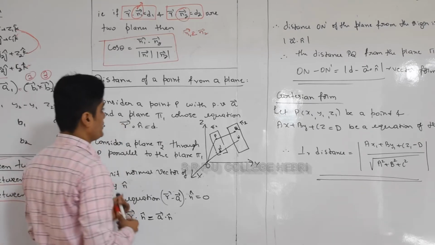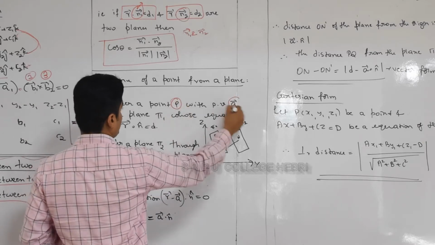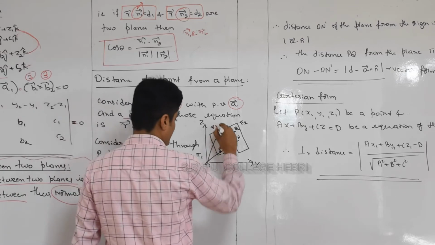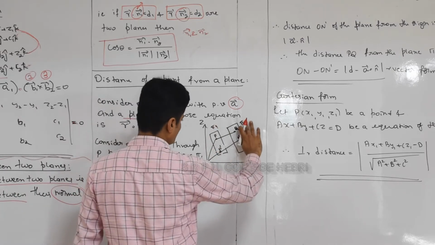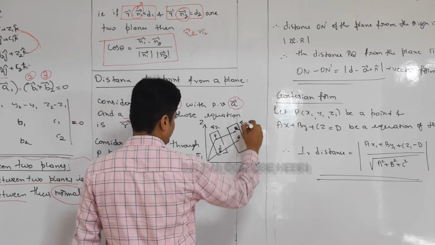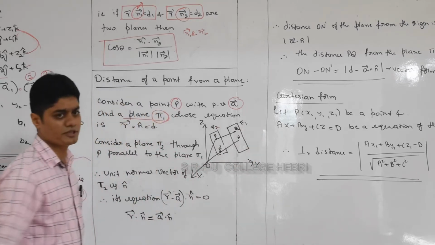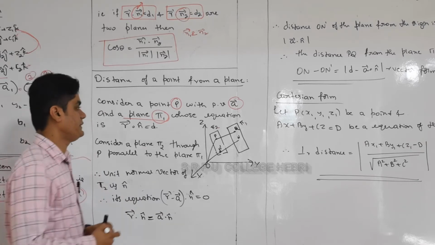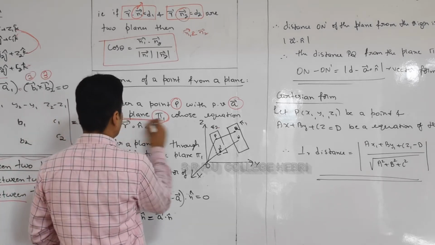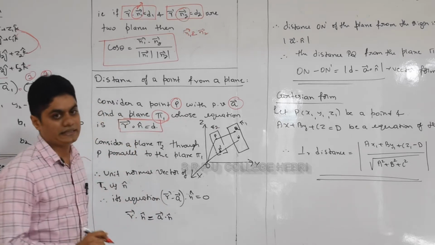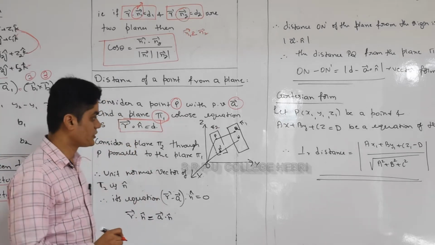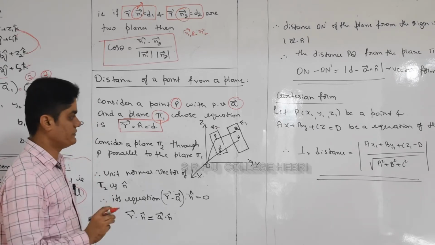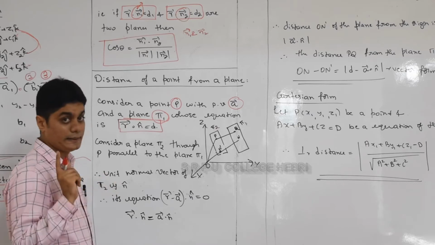So consider a point P with the position vector a and the plane pi 1. Let this be pi 1, or you can consider this also. This is pi 2, this is pi 1. Interchange them because they are parallel. The equation of the plane is vector r dot n cap equal to d, the equation of the given plane, and the point P has position vector a. Now we have to find the distance between the point P and pi 1.